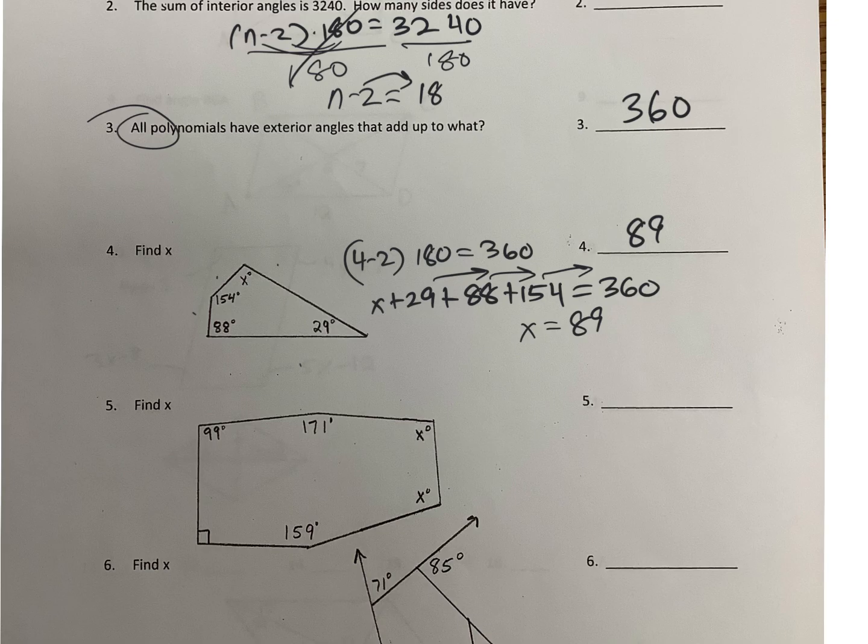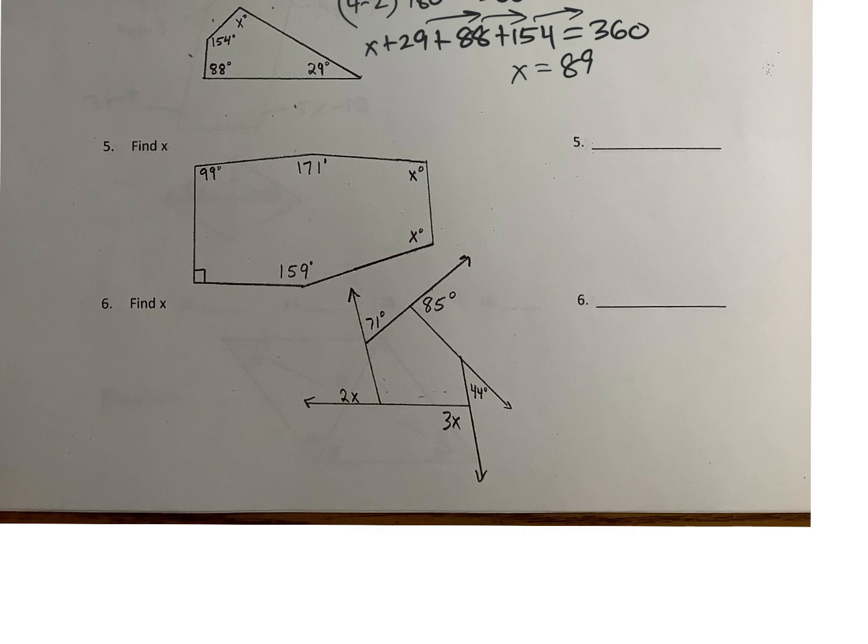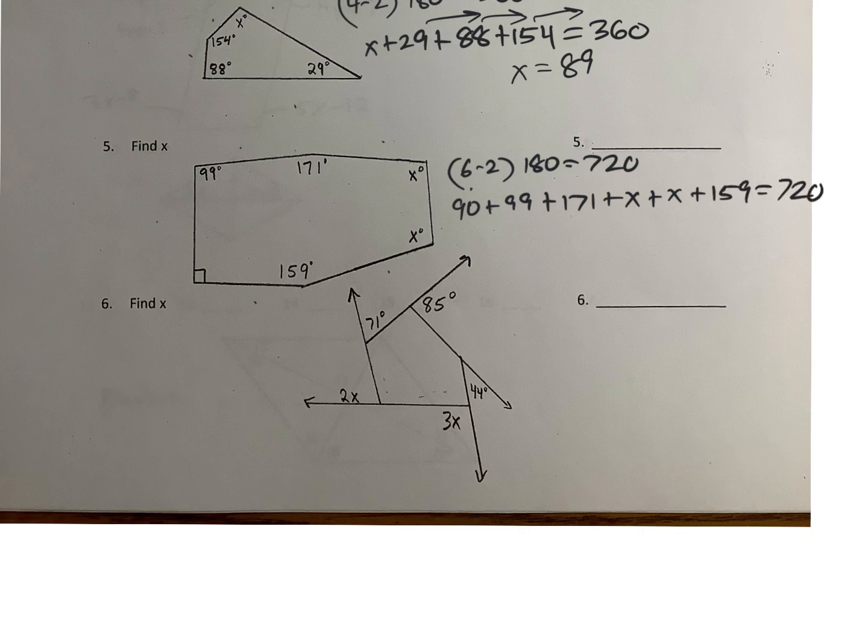Okay. Then on number 5, how many sides do we have? 1, 2, 3, 4, 5, 6 sides. So 6 minus 2 times 180. 4 times 180 is 720. So again, add all those together. So I see 90 plus 99 plus 171 plus x plus 159. That equals 720. And you just do it again.